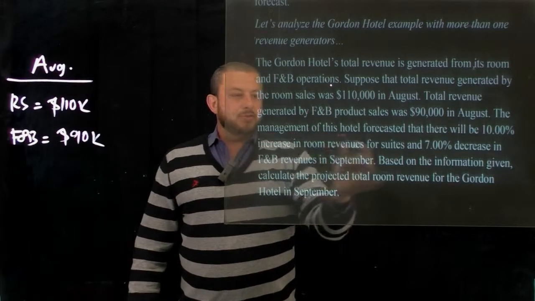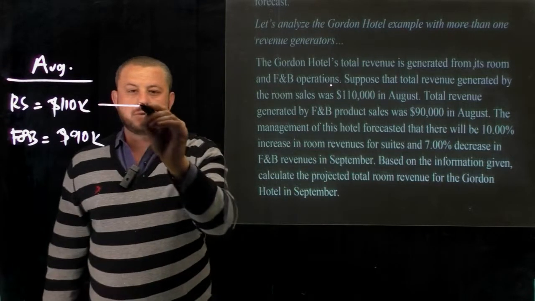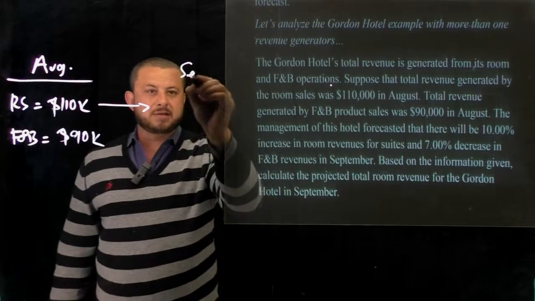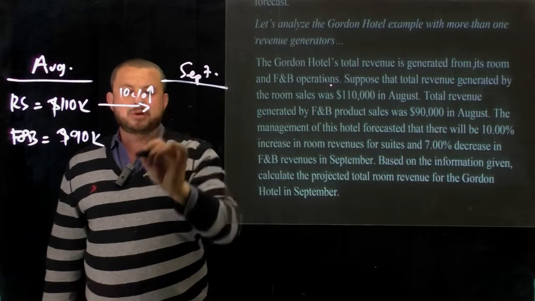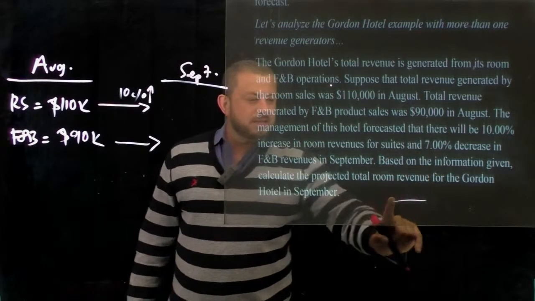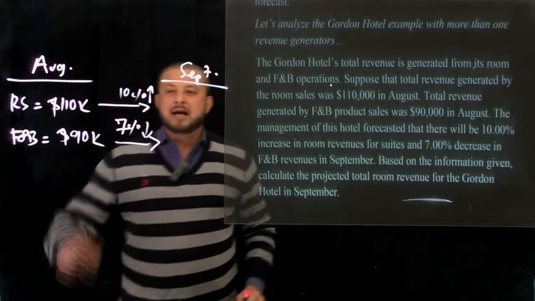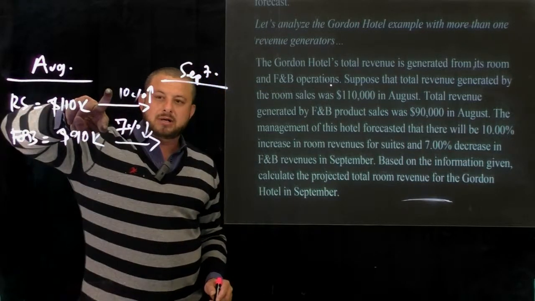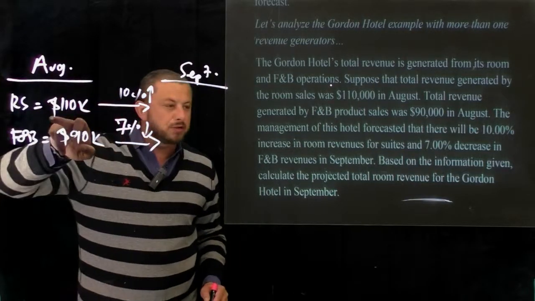The management of this hotel forecasted that there will be a 10% increase in room revenues from August to, I assume, September. Great. September right here, guys. There will be a 10% increase in room revenues, but a 7% decrease in F&B revenues. Look, there are two different forecasting assumptions right now. One of them is the increase, the other one is the decrease, for room revenues and F&B revenues.